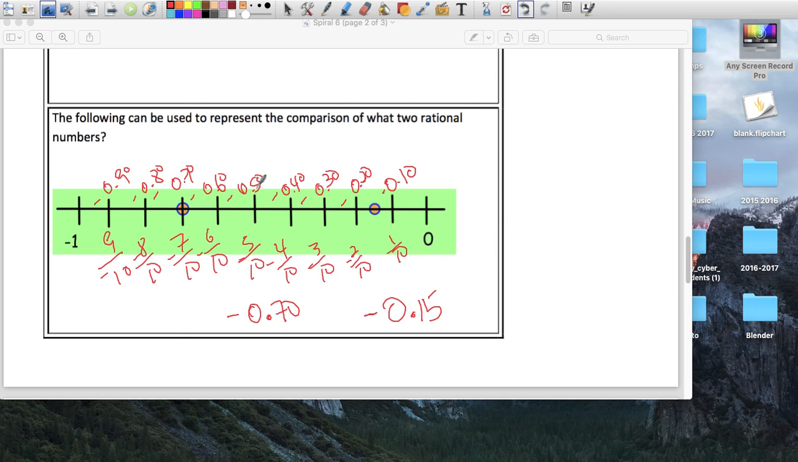So this number line was built to compare these two numbers, negative 0.70 and negative 0.15. And what can we write about this? Well, negative 0.15 is definitely the bigger number because it's on the right side. So negative 0.70 is less than negative 0.15. Okay, so that was spiral 6.